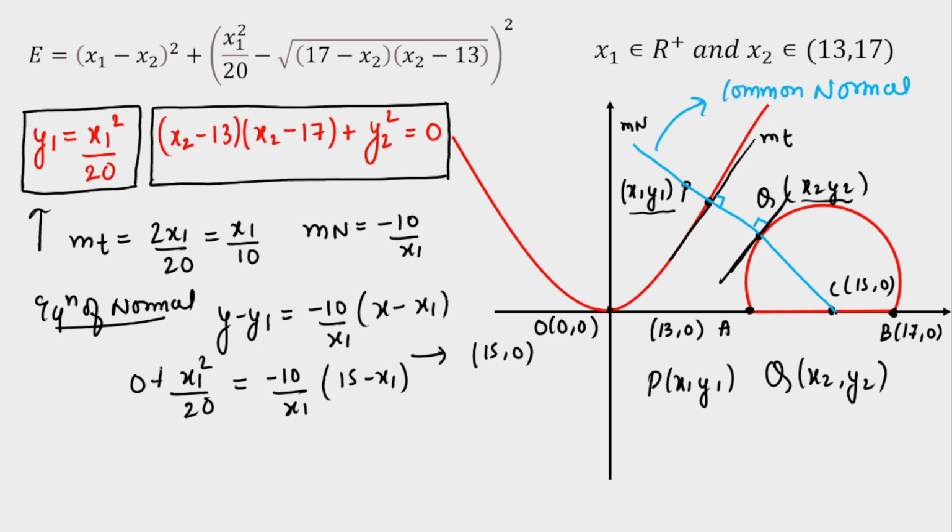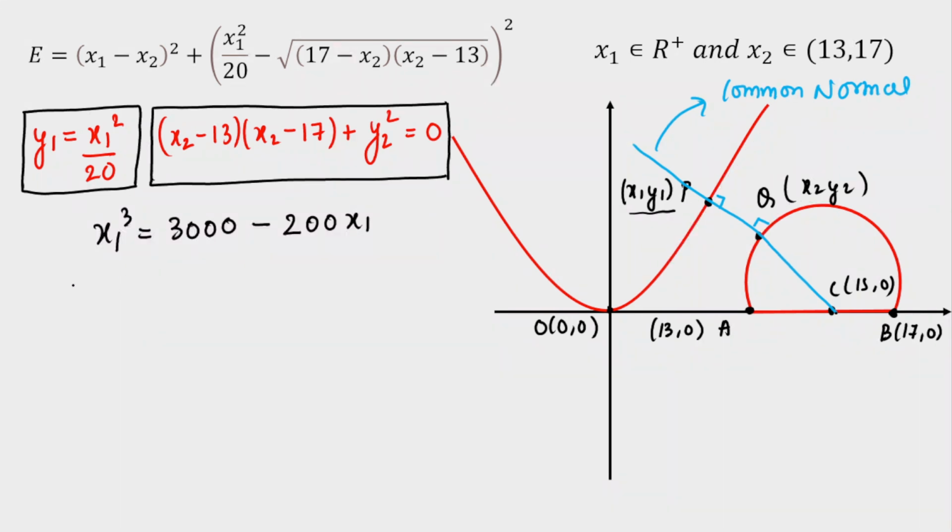Let's cross multiply. So first of all, negative and negative will cancel out. We'll get x1 cube is equal to 20 into 10, that is 200, and then 200 multiplied by 15 is 3000. Minus 200 x1 here. Now I'm going to rearrange this cubic as x1 cube plus 200 x1 minus 3000 is equal to 0. Now one of the trivial roots of this cubic I can see here is 10, because 10 will satisfy it: 1000 plus 2000 minus 3000 will be equal to 0. So one of the factors of this cubic is x1 minus 10.